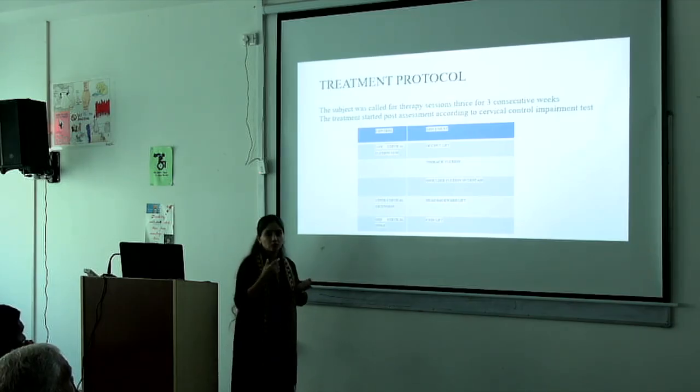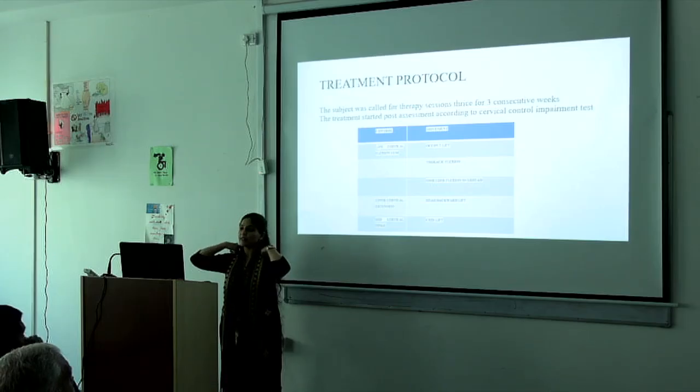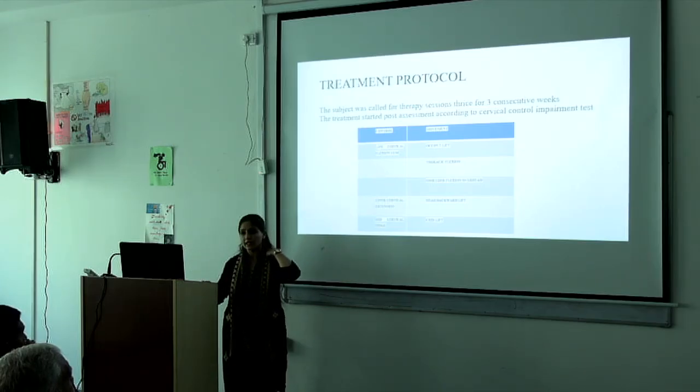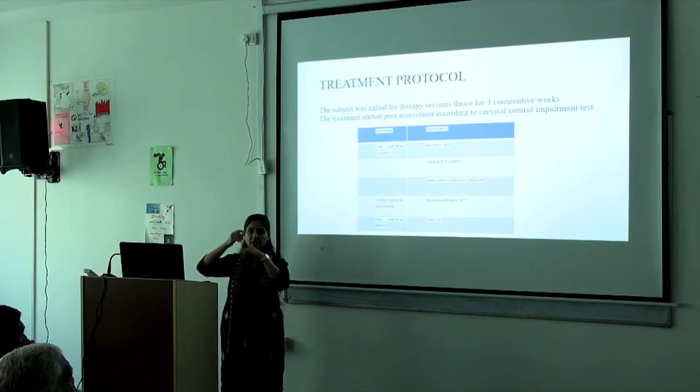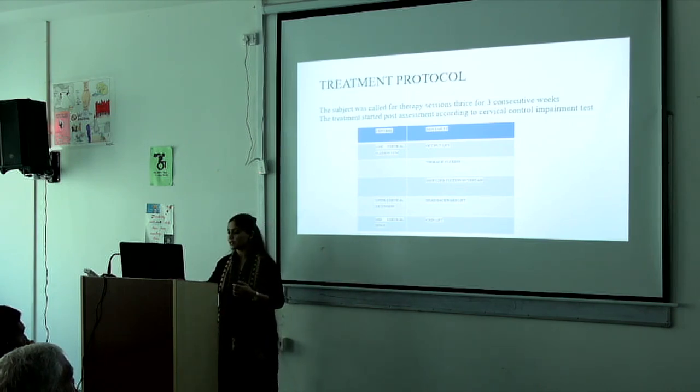So what this will do is increase the movement in the cervicothoracic joint area, that is the C7 and the T1. So at C7 T1, we use this particular exercise to increase movement.